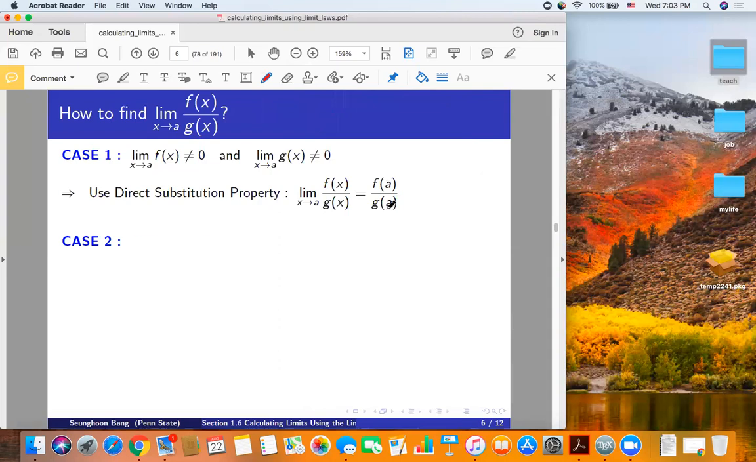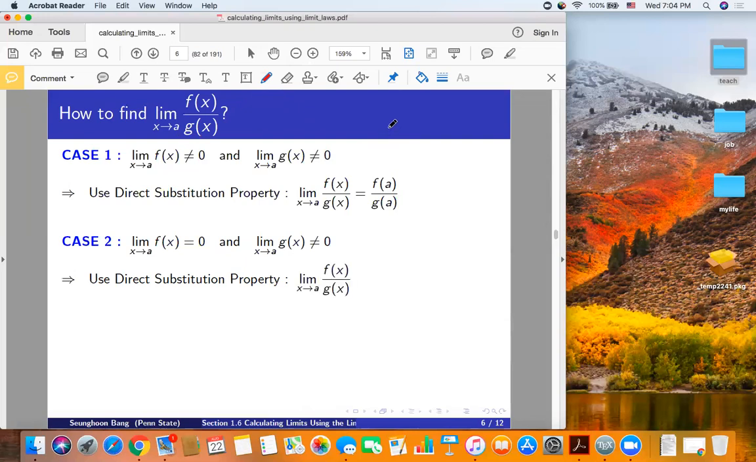The second case: the limit of f of x is 0 and the limit of g of x is non-zero. So what does it mean? You plug a into the top and the top is 0. The bottom is non-zero. How can you solve this second case? Use the direct substitution property: the limit of f of x over g of x as x approaches a is f of a over g of a. So that's it.